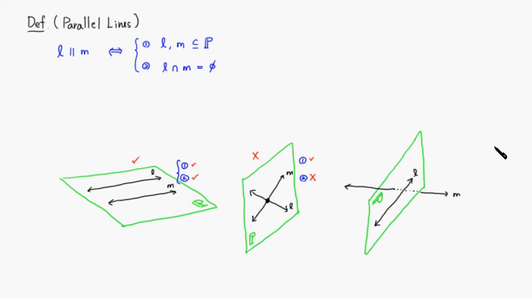So if you check those two conditions, 1 and 2, even though it clears the second condition, they're non-intersecting, they do not live in the same plane. So therefore, this is not an example of parallel lines.